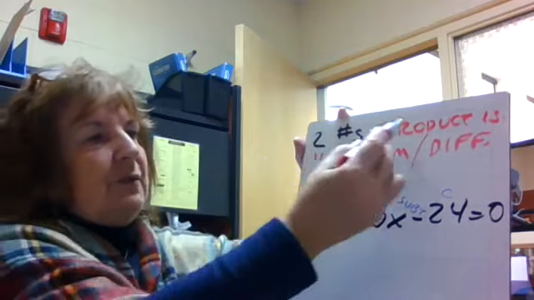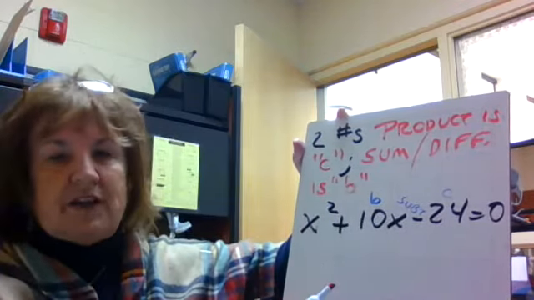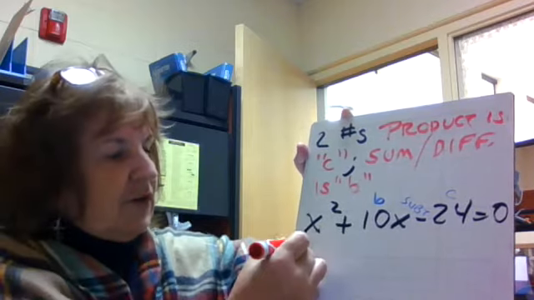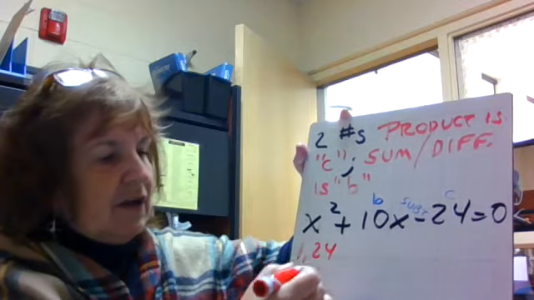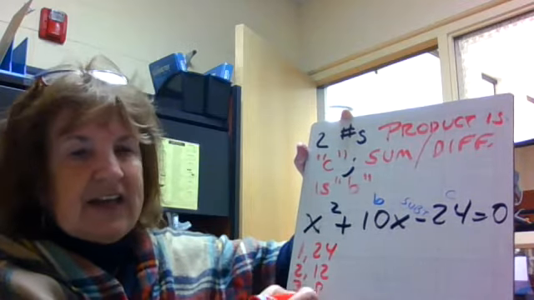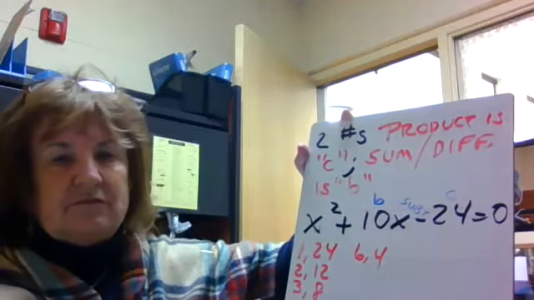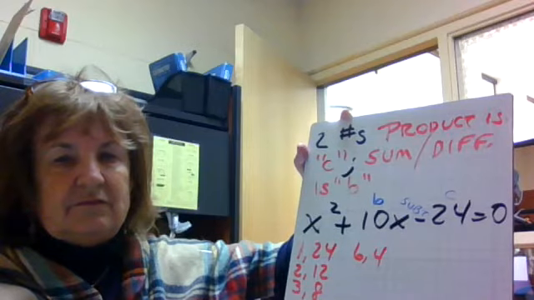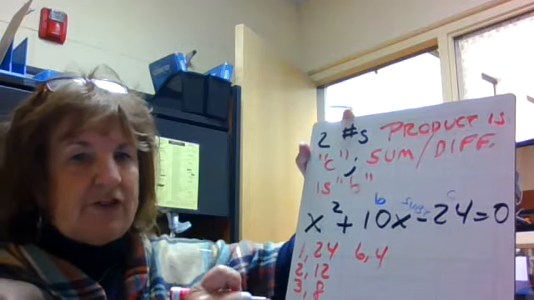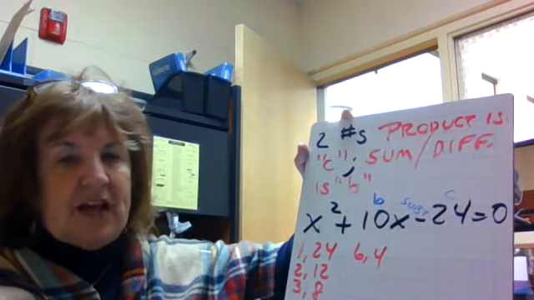I want two numbers whose product is C. I want two numbers whose product is 24. Well, there are a bunch of them. 1 and 24, 2 and 12, 3 and 8, 6 and 4. I think that's it. We don't have to flip the options around. We don't have to do 12 and 2 and 8 and 3. We just have to write down one combination.